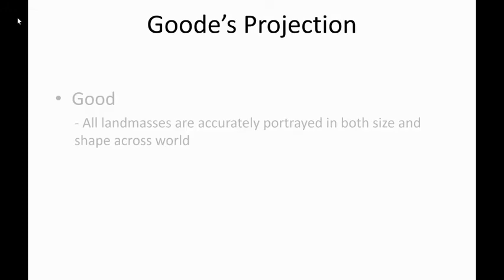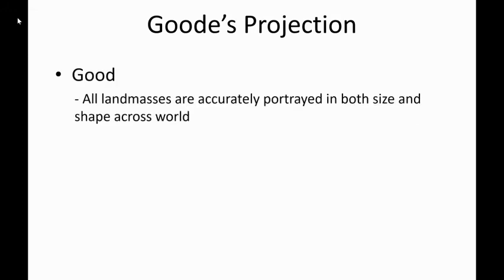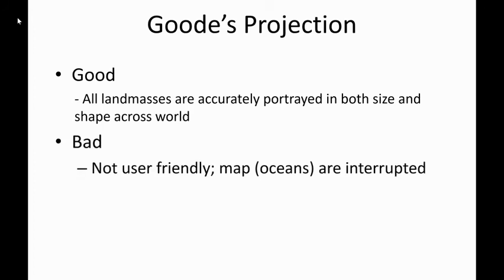Okay, and then the last one that we're going to talk about is the Goode projection. The Goode projection is extremely accurate in terms of the landmasses that are portrayed. So both the size and the shape across the world, really good. It really is probably the best projection in terms of accuracy. But the problem is, and you're going to see this in just a second, it is really a wacky projection, and it's not very user-friendly at all.